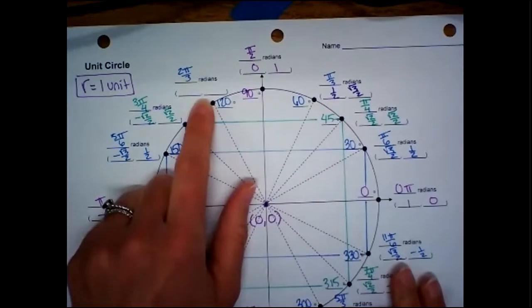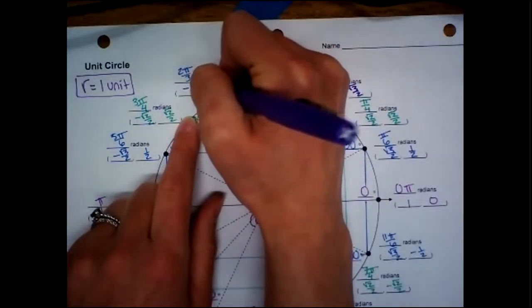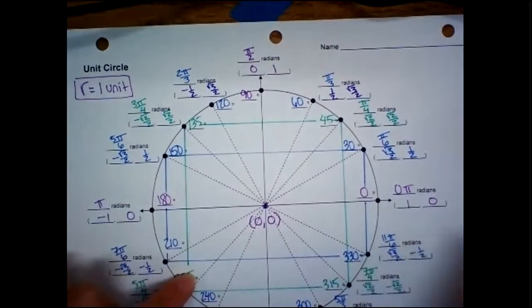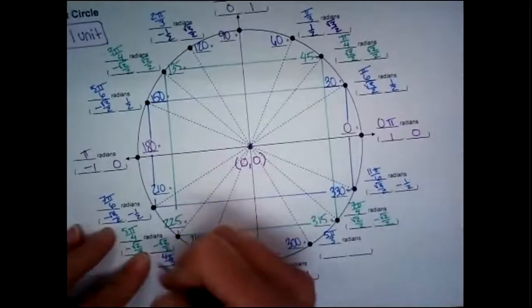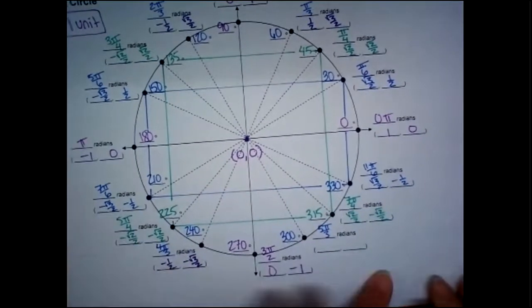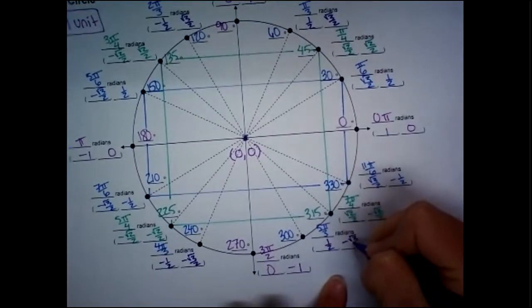And then you're going to take that and reflect it over here. So this would be -1/2, square root of 3 over 2. When you come down here, they're both going to be negative. And then in the fourth quadrant, it'll be +1/2, negative square root of 3 over 2.